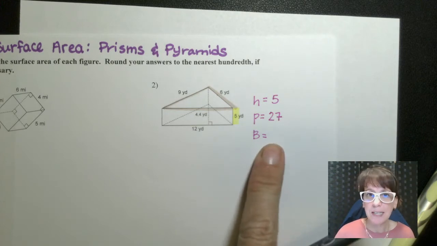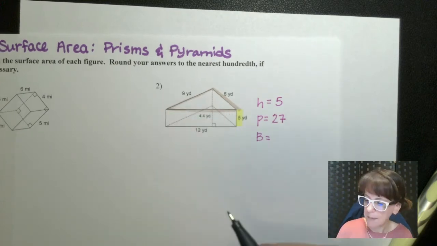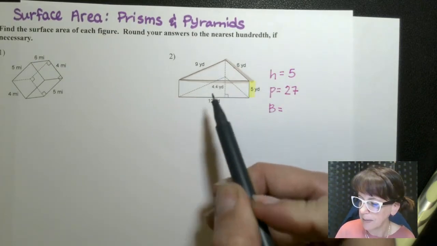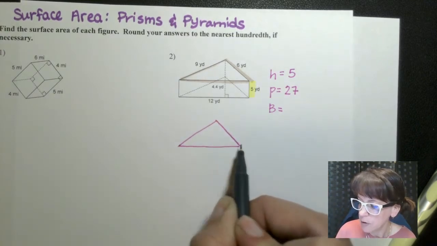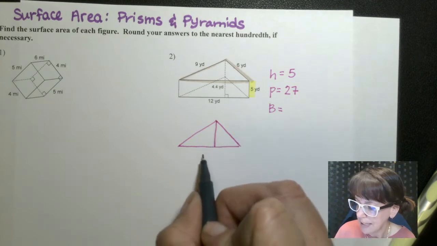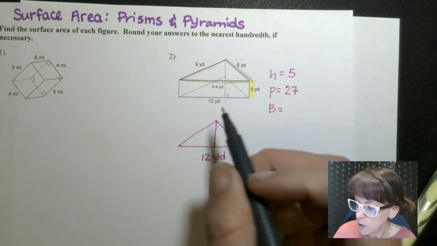Okay, now the area of the base. So we know that our base is a triangle. I'm going to redraw it. So here's our base here, right? And the way we find the area of a triangle is we multiply the base times the height and divide by 2.